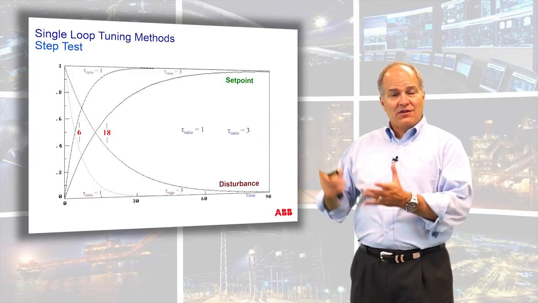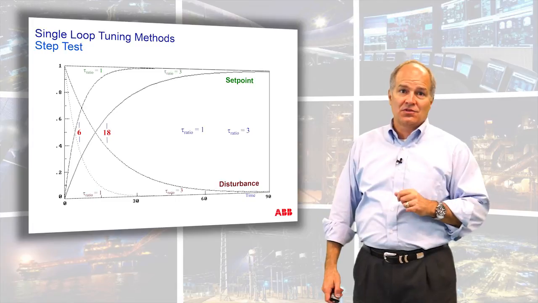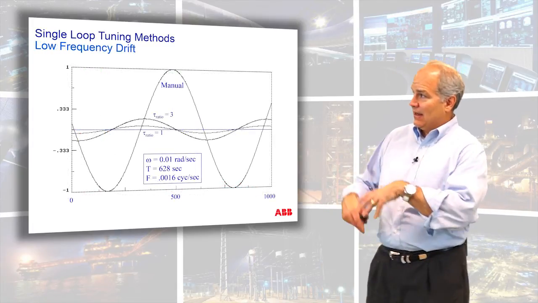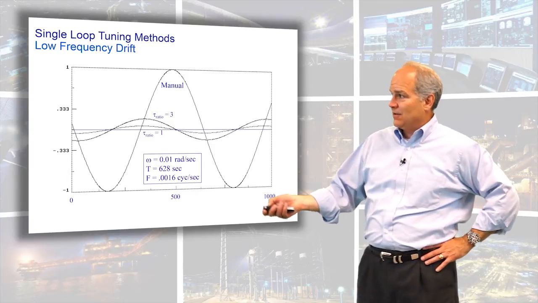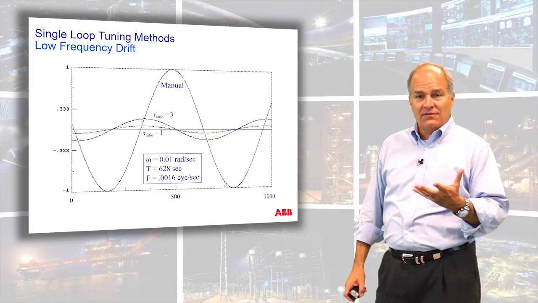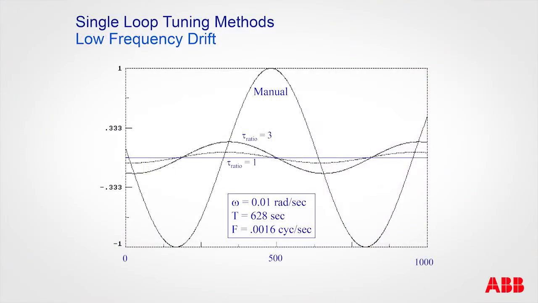Once you have that, you can also calculate what the frequency range that controller is designed to work on. So here's an example where we plugged in a low frequency oscillation. Here you can see this is in manual. If I flip the control off, this was my disturbance. And then when I tune it at a tau ratio of 1, you can see I'm right here, and a tau ratio of 3. Remember, it's slower, so more of the signal passes through.